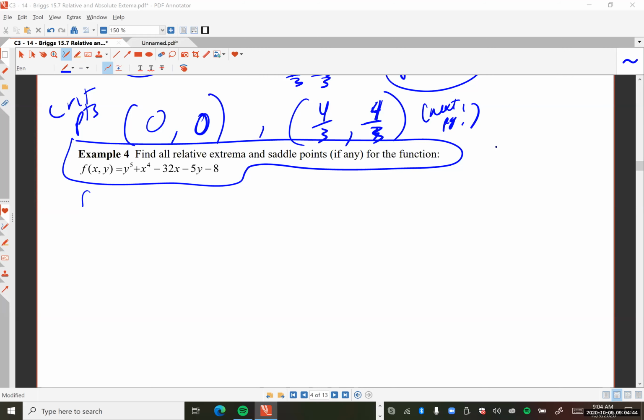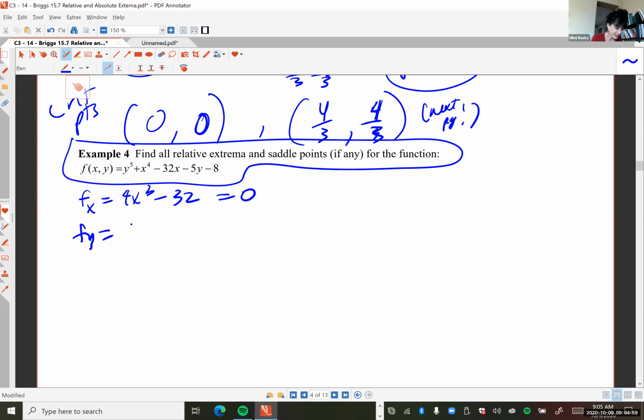Interesting. Okay. All right, so fx is 4x cubed minus 32. And I'm going to just preemptively set it equal to 0 because I know I'm going to need to. And then fy is 5y to the 4th minus 5. And I'll preemptively set it equal to 0.